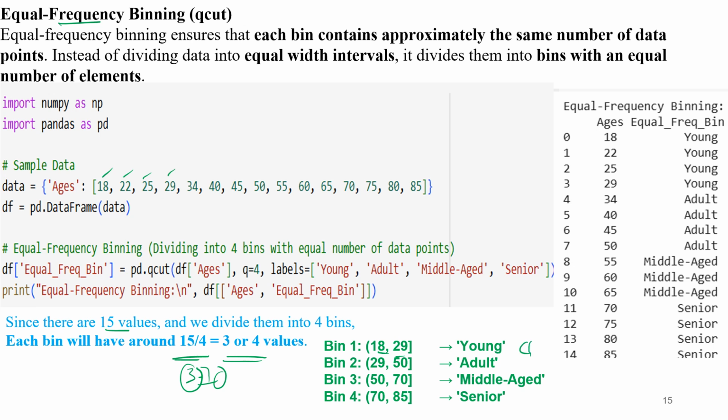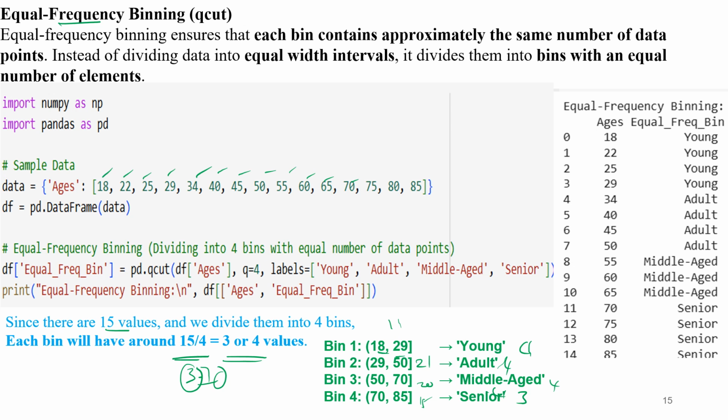Then 29 to 50: 1, 2, 3, 4. Here also you have 4 data. Then 50 to 70: 1, 2, 3, 4. So you have 4 data, and then the remaining is 3. So either you can have 4 or 3. But see, the width is not equal. Here the width is 11, here the width is 21, here the width is 20, and here the width is 15. So the width varies, but the number of entries remains the same. Hence it is called equal frequency binning.